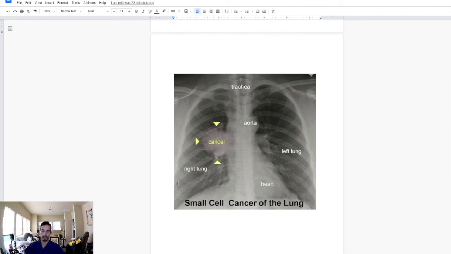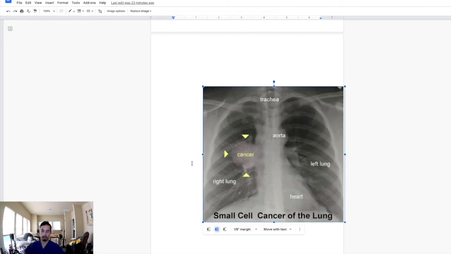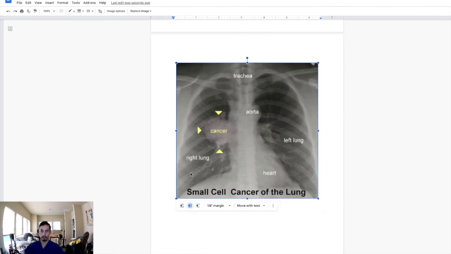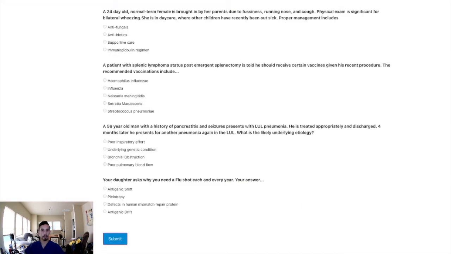Because of that, air can get in. Sometimes it's tough to get out. You don't have good air movement right here in the lower lobe, and because of that, it can be a nice breeding ground for bacteria and can cause a lot of issues. So bronchial obstruction is commonly the reason someone would have recurrent pneumonia in the same exact place over and over again.